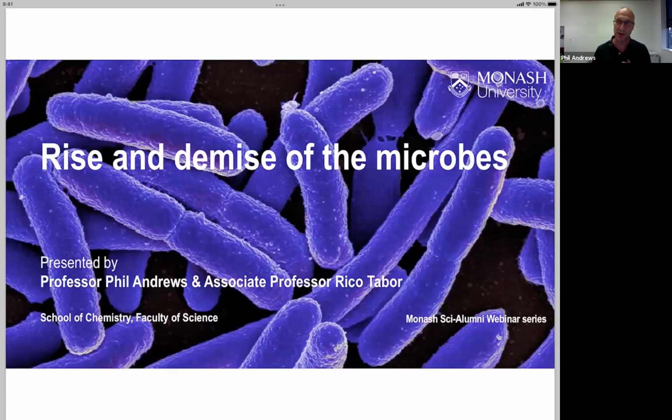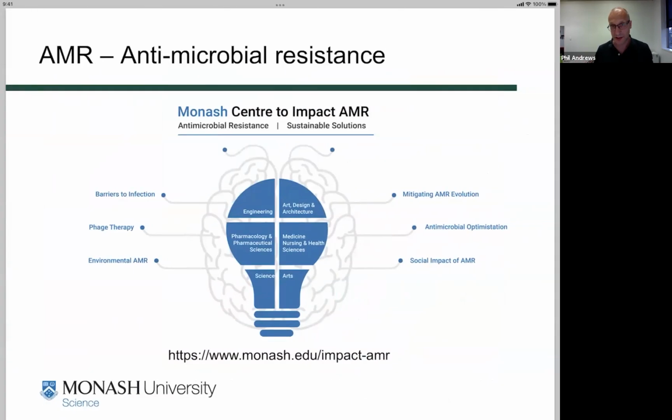antimicrobial resistance, because while the problem of COVID has been very deep and will be ongoing, in the background, we still have this almost cataclysmic problem of the rise of drug-resistant bacteria, which is ongoing and happening all the time. The first slide I want to show you is something which is happening at Monash and is inaugurated over the past couple of years, and that is the Monash Centre to Impact AMR.